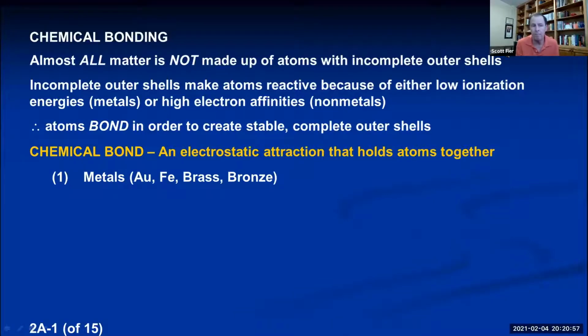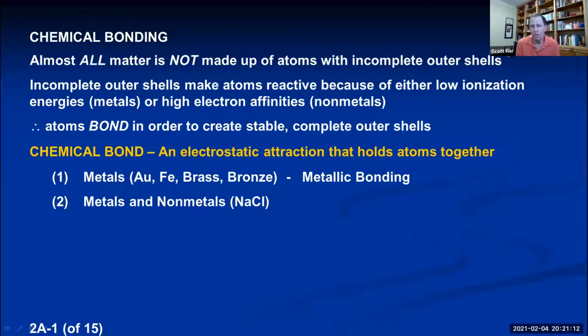And if the atoms happen to be metals, the type of bonding they undergo is metallic bonding, and that's the first type we're going to discuss today. If the types of atoms that are coming together are metals and nonmetals, then you're going to have a different type of bonding. If metals and nonmetals come together, something like the metal sodium and the nonmetal chlorine, they can bond together and form a compound between the two, formula NaCl, named sodium chloride. And this has a different type of bonding than metallic bonding. This is called ionic bonding.